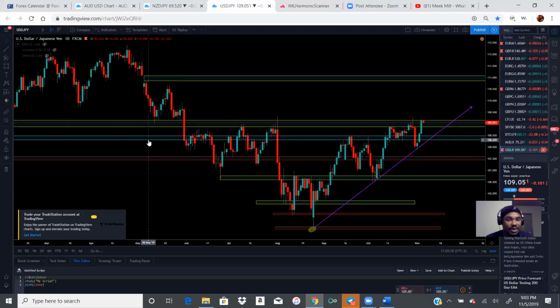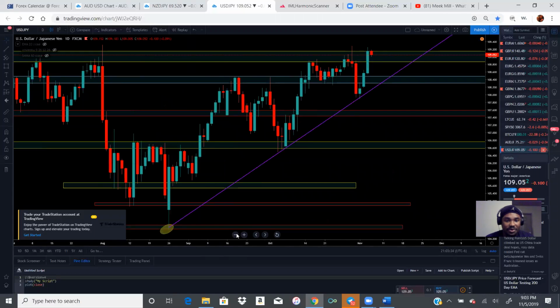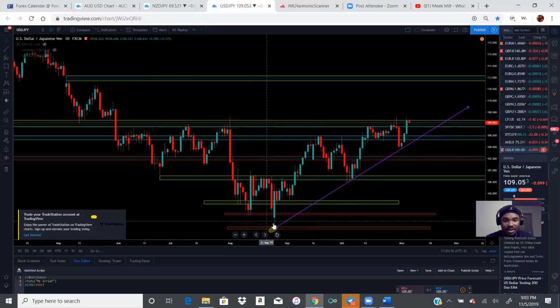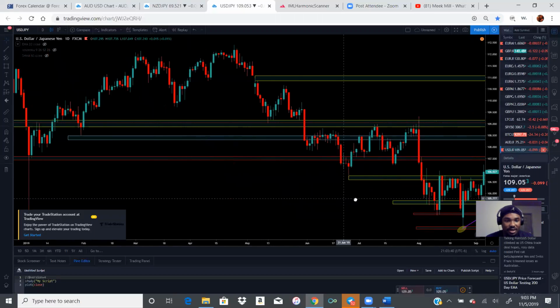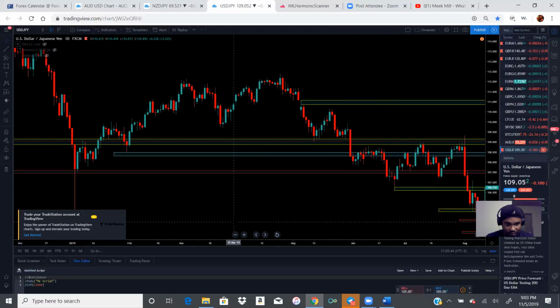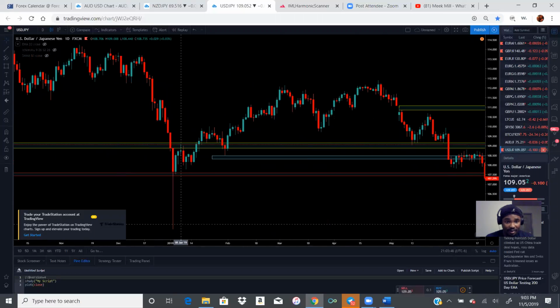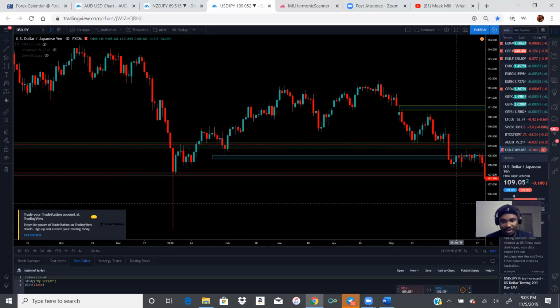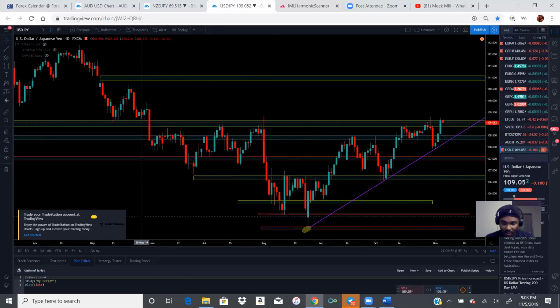So I'm looking at UJ on the daily. Just to point this out, this right here is a support resistance line. You don't really see price coming back to this support resistance line and reversing unless you go all the way back, which was earlier this year, right? So that's a strong support resistance line.